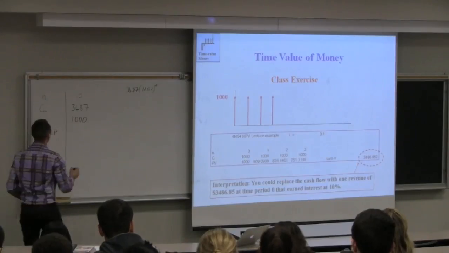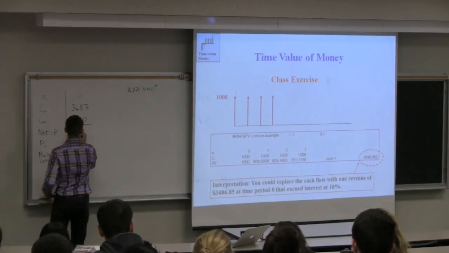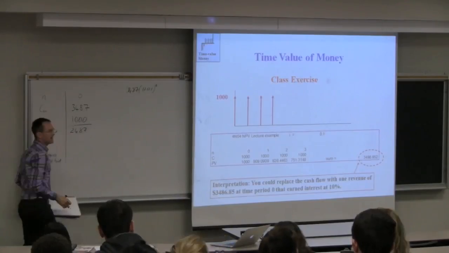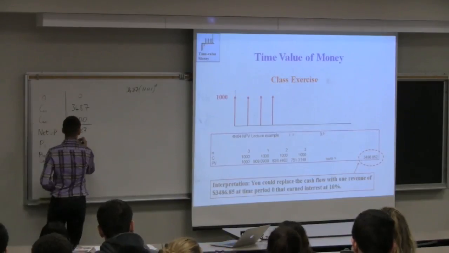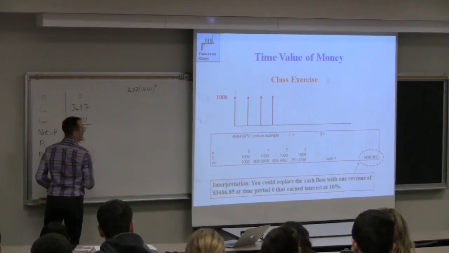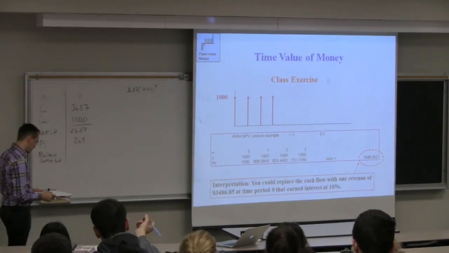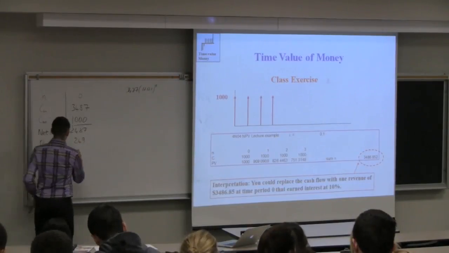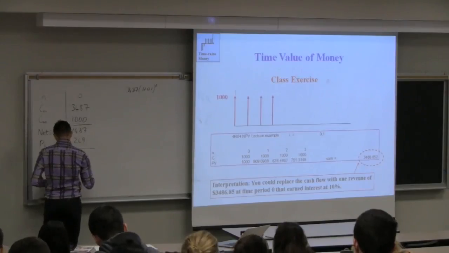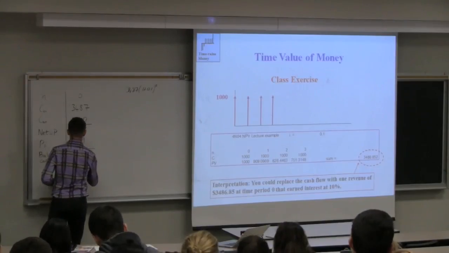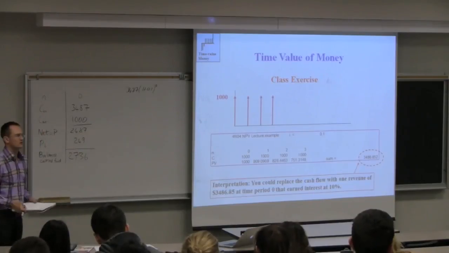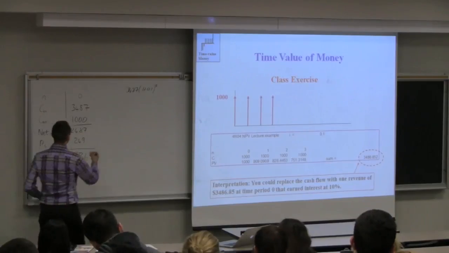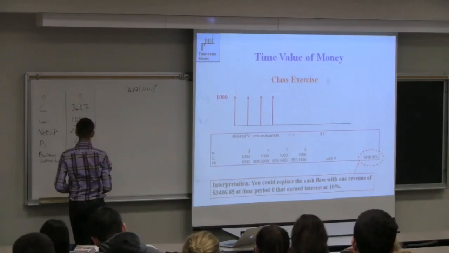So I'm left with $2,487, and I invest that in the bank at compound interest of 10%. So the bank will give me $249 by the end of that period. And at the end of the year, I'm going to be left with $2,736. That's my balance at the end of the year to carry forward over to the next year. Then you just repeat this for the next 3 years.